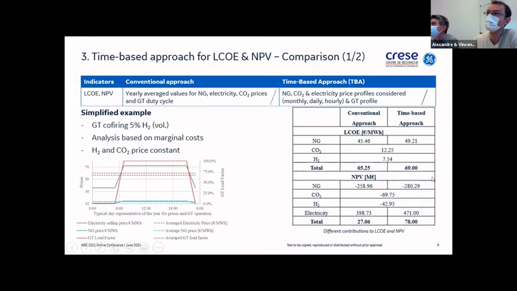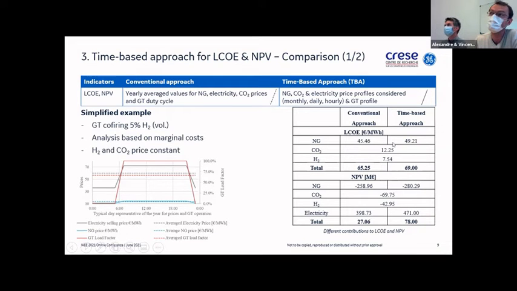What is the reason behind that? Well, you can see the contribution of each part: natural gas, CO2, hydrogen, electricity. Sometimes it varies depending on which approach we're considering. For example, for natural gas, we have minus 258 million for the conventional approach and minus 280 million for the time-based approach. This is due to the fluctuation of the price of natural gas we have considered in this simplified example. So low price at night, high price at day. And we can see that at the end, it leads to a difference.